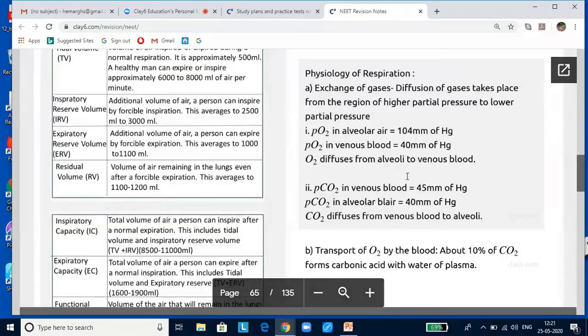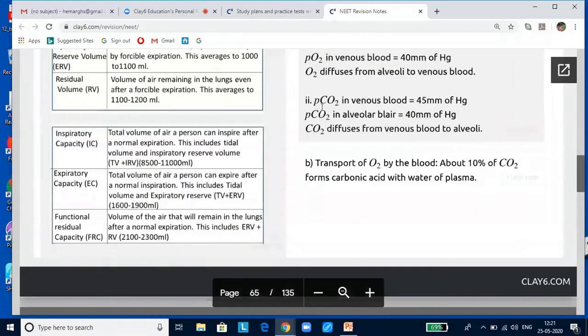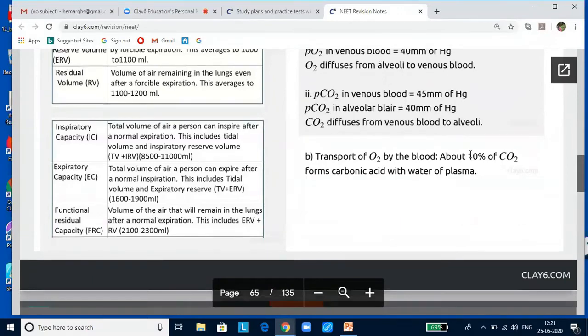If we had to summarize this, exchange of gases takes place from the region of higher partial pressure to lower partial pressure. Here the partial pressure of oxygen in the alveolar air is 104 mm of mercury, and the partial pressure of oxygen in venous blood is 40 mm of mercury. So oxygen moves from higher concentration to lower concentration, from the alveoli to venous blood. Similarly, the partial pressure of carbon dioxide in venous blood is 45 mm of mercury, and in the alveolar air it is 40 mm of mercury. So carbon dioxide diffuses from the venous blood to the alveoli.